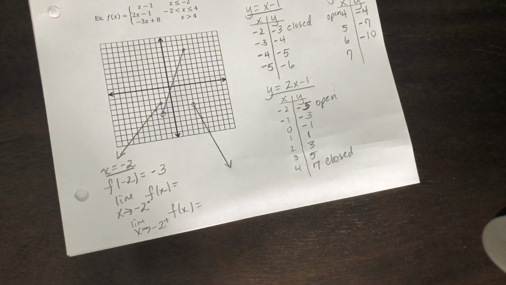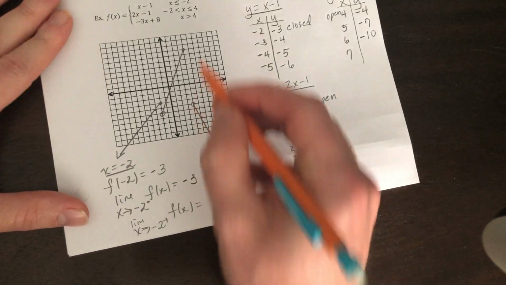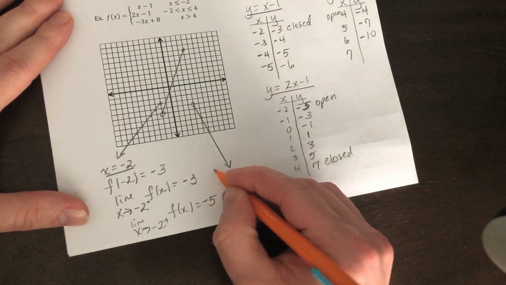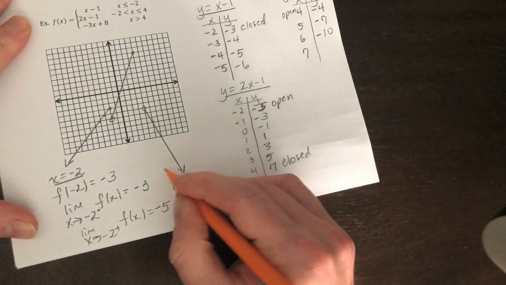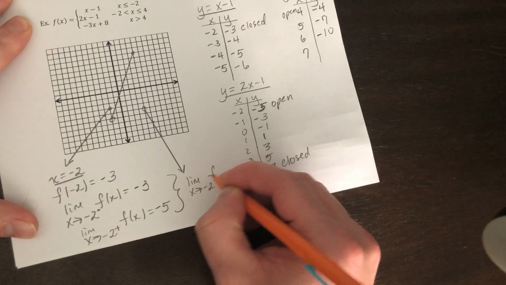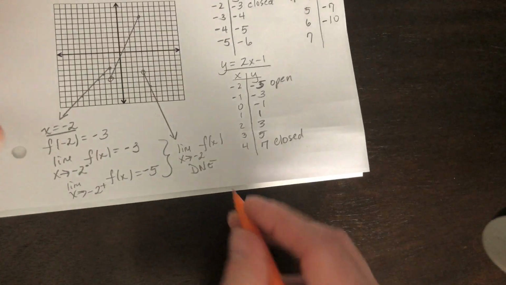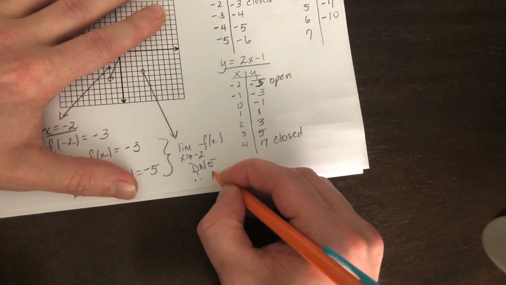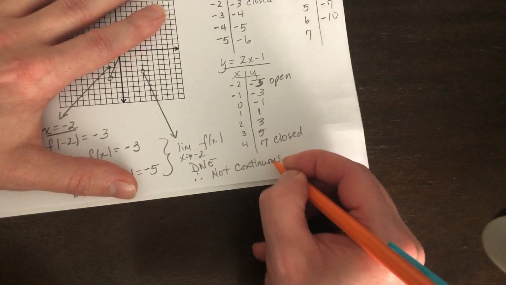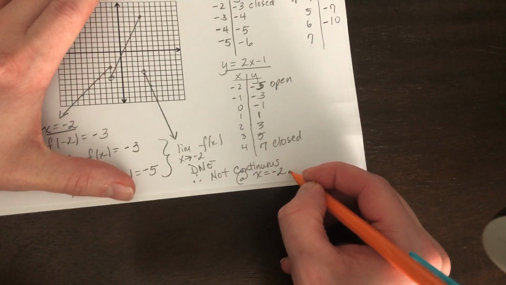Okay, so the limit as x approaches negative 2 from the left-hand side is a negative 3. The limit as x approaches negative 2 from the positive side is a negative 5. And so they're not equal to each other, so the limit as x approaches negative 2 of f of x does not exist. Since the limit does not exist, therefore not continuous at x is equal to a negative 2.